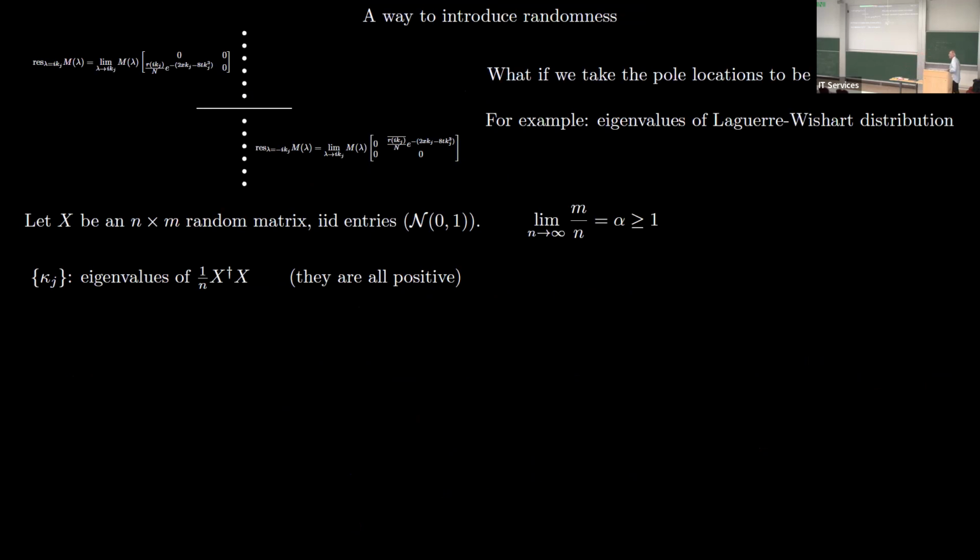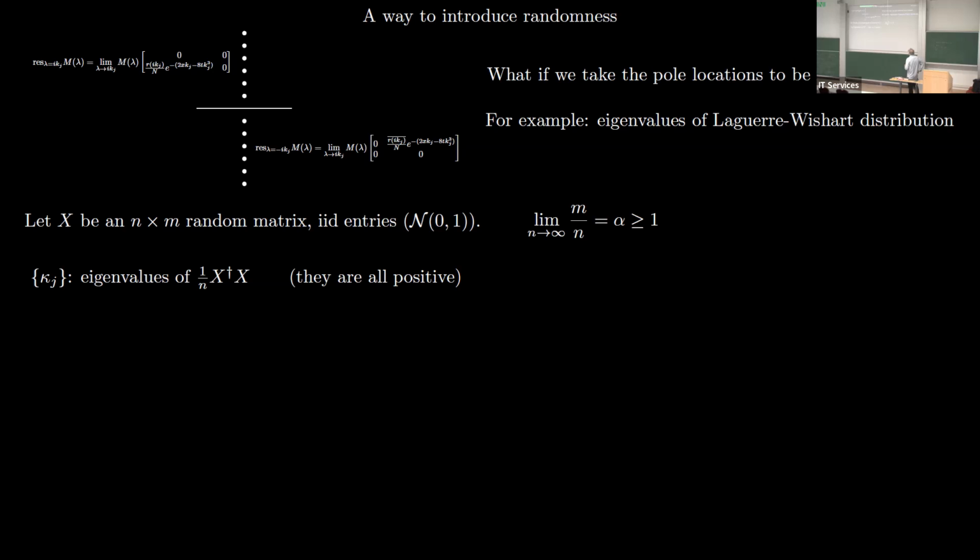Okay, but the last thing I wanted to talk about is a way to introduce randomness into this particular collection of soliton configurations. Okay, so what if we took the pole locations to be random? Okay, so here's one way to do it. There's many ways to do it, I know, but here's one way to do it, which is particularly useful because there's probabilistic results all over the place in this setting.